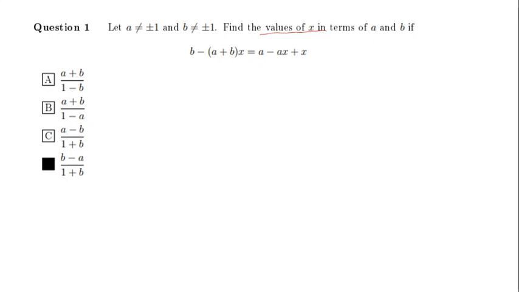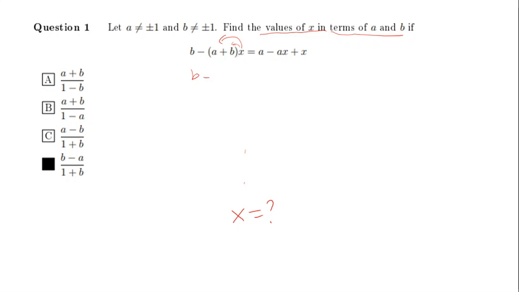Find the values of x in terms of a and b if this equation holds. Anyway, this equality holds. Now we want to isolate x. What is x equal to? First we collect all x terms on one side. But here we have a product, so we have to open this one. We have to expand this one.